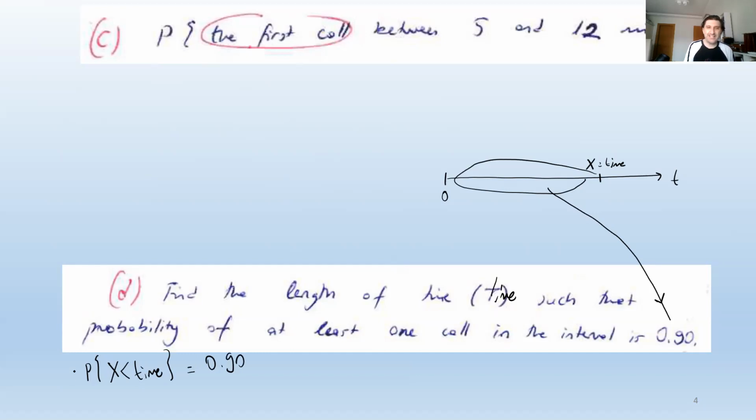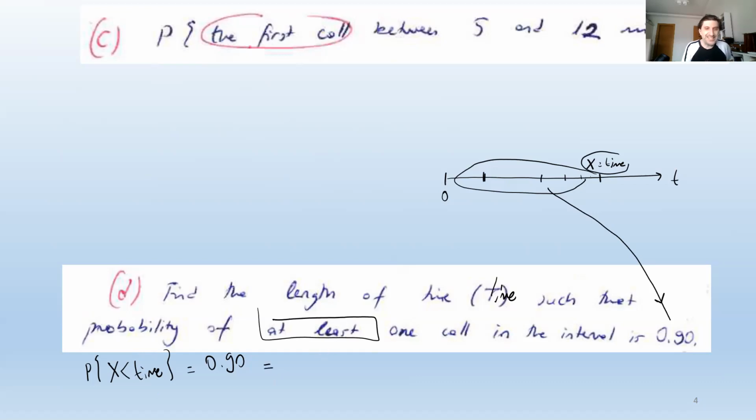Now, does this condition correspond to what is asked in the question? Let's first check that. Yes, because it says at least, so it may be anywhere here. This includes the possibility that the first call was at that point, but that's okay because I'm only interested in the at least condition. It may be anywhere here, but not more than this time value. So we are searching for this time value which satisfies the 0.90 probability.